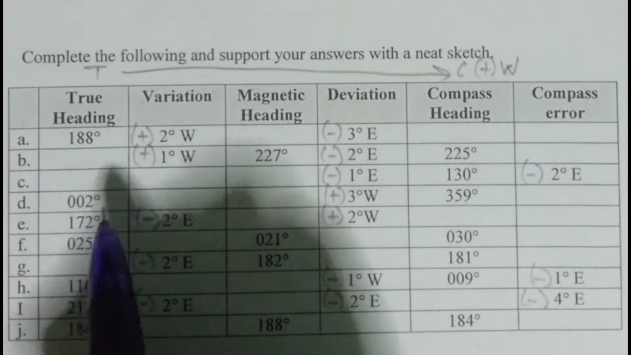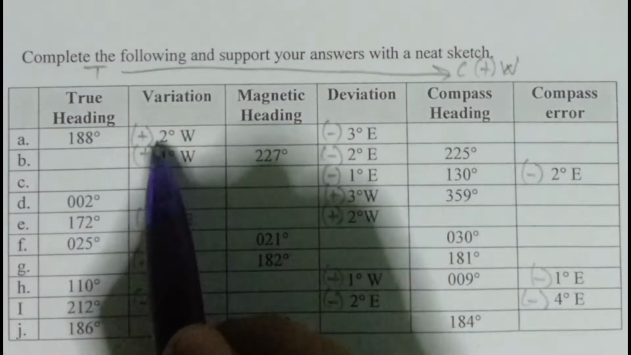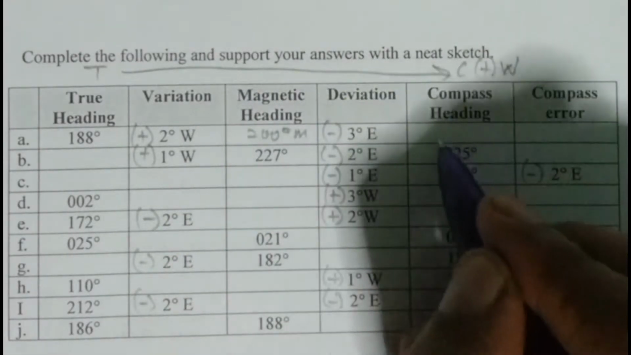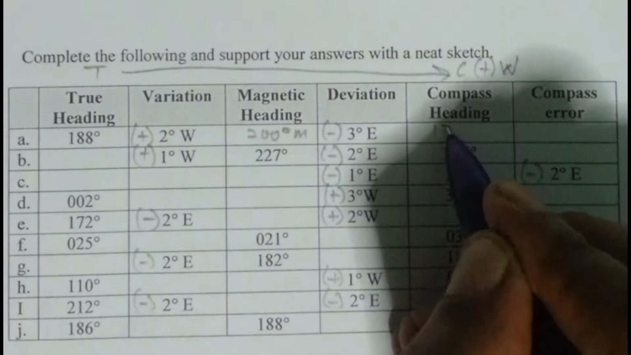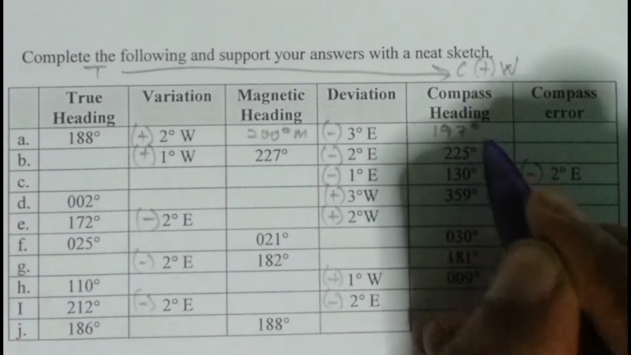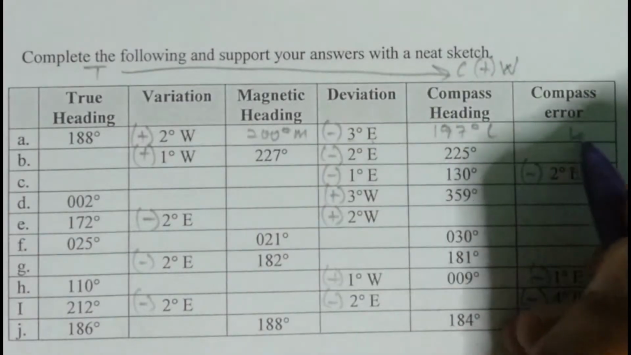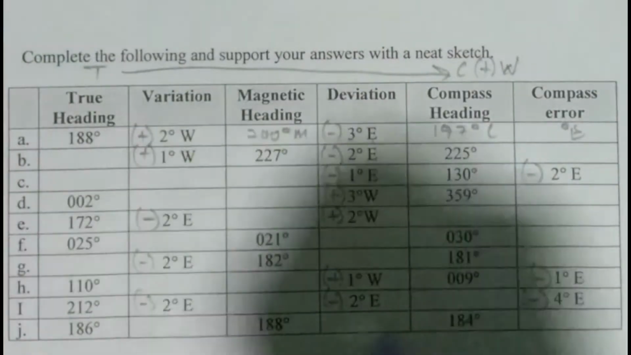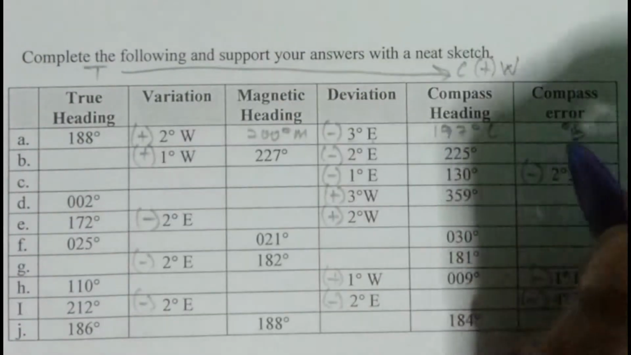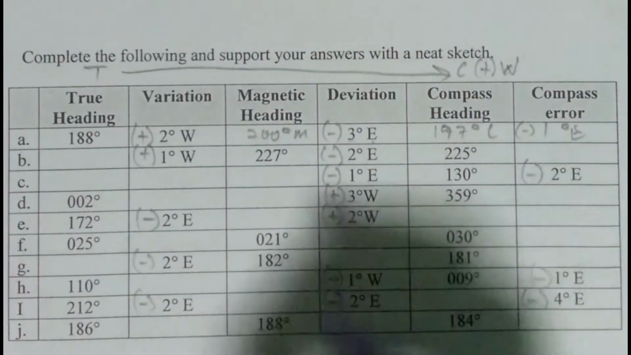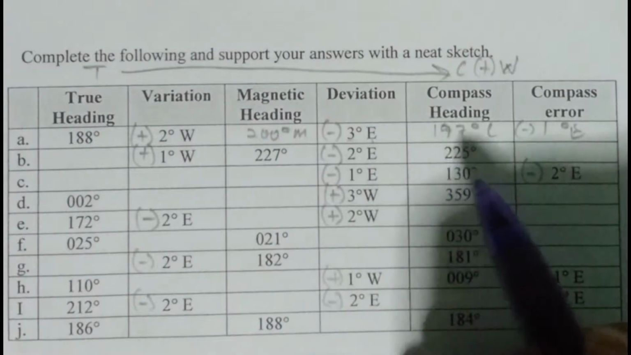All right, so 188 plus 2, that will give me 190 degrees magnetic, minus 3, that will give me 197 degrees compass, and error, who wins? 3 wins, so 3 degrees east, so minus 3 and plus 2, I will have 1 degrees east as the error. Alright, so the next one.